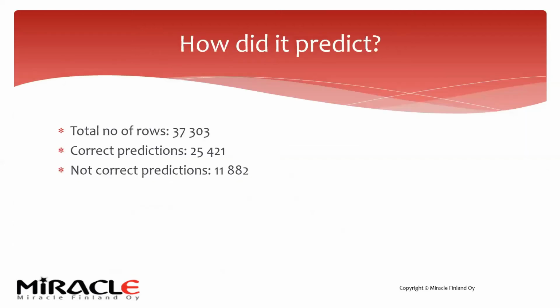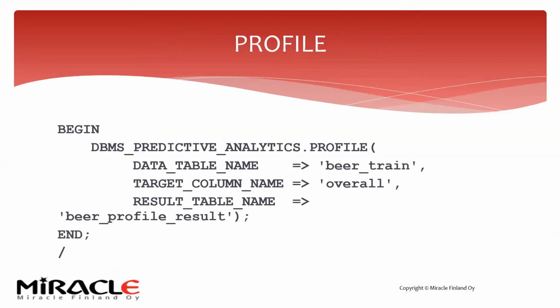So how well did it go? Well, actually, I'm not sure. Total number of rows was 37,000. Correct predictions was 25,000 and not correct predictions was 12,000. Well, I'm not sure how it did because I haven't defined the metrics. So what do I want here? But these are kind of the data I got from here. The profile, I don't go to details here, but this is how you call the profile.